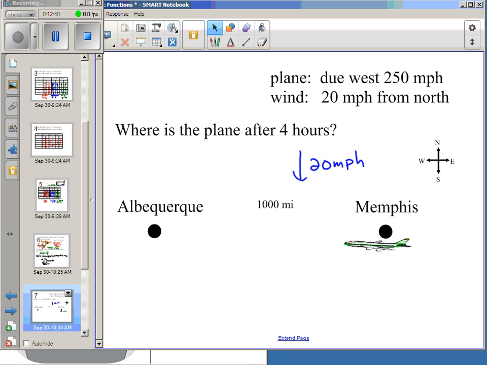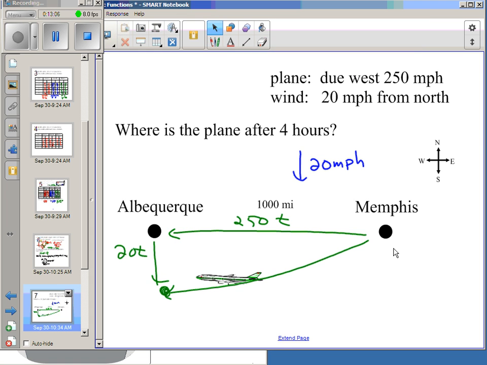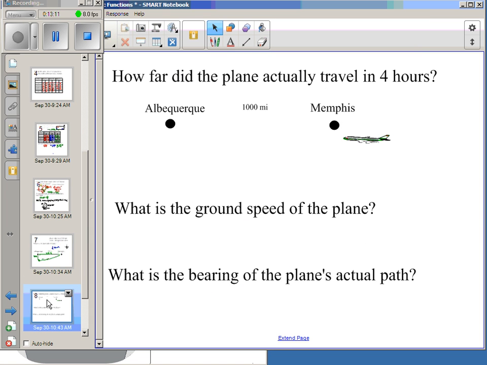So 4 hours traveling in this direction, it will be 1,000 miles due west. But we have to remember, we've also traveled this distance. So in this direction, I've gone 250t, but in this direction, I've gone 20t. So I'm 80 miles south of where I wanted to be. Okay, so this is where the plane will end up because of those two combined motions, the horizontal motion and the vertical motion. How far did the plane actually travel?